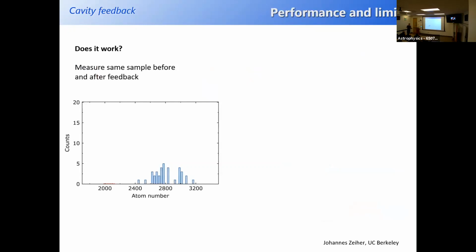The question is, does it work in an experiment? Here's a typical atom number distribution, over a few shots. You can see how the atom numbers are distributed in our experiment. The experiment is not super stable, and we have a super broad atom number distribution. This was maybe a particularly bad day.